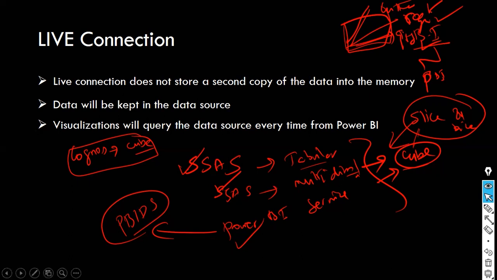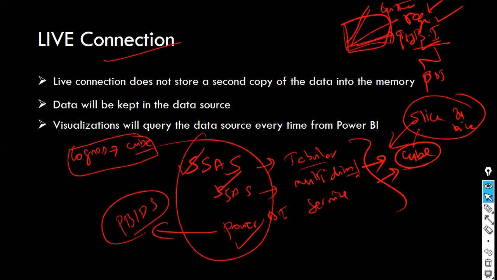We directly establish a live connection with your Power BI service datasets or SSAS, tabular or multidimensional. The limitation of the live connection is that you cannot use any other sources. You can only work with these three kinds of sources. Only with this type of system can you establish a live connection.